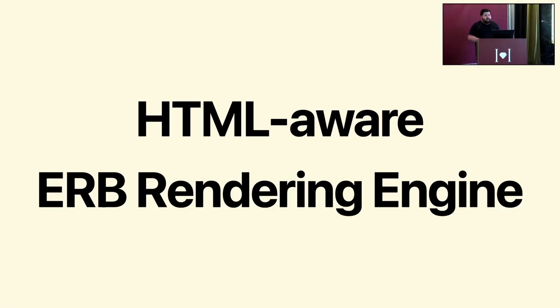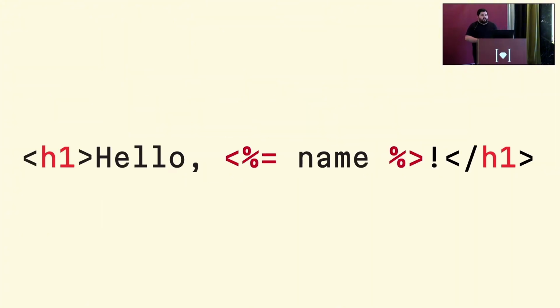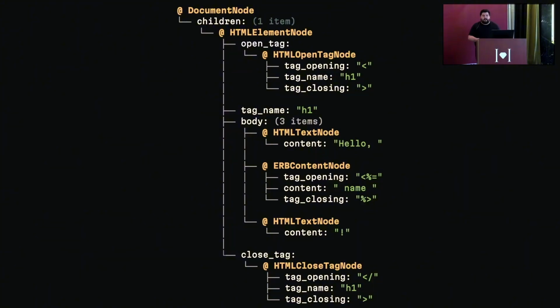And that's the idea. It's this HTML engine, which is ERB engine API compatible. And let's now see how this works with the Herb engine. This time we have a complete template, which is actually valid. We can use the Herb parser to parse this template, and we will get back a syntax tree, which looks like this. I will zoom in on that one.